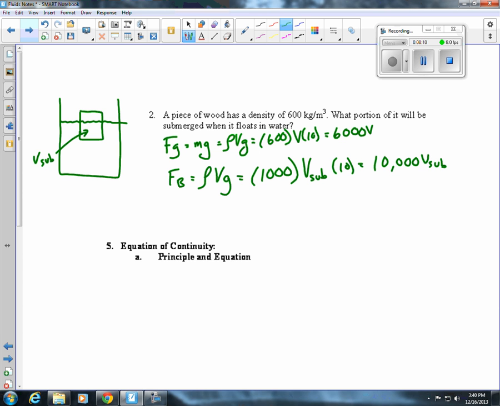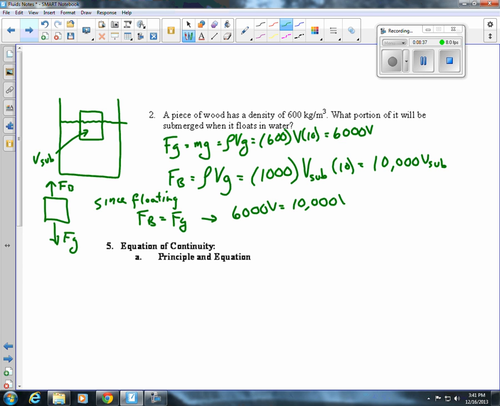Now, since it's floating, it's not moving up or down. I know that FB has to equal FG, because if I was to draw the free body diagram of this, I have FG down, I have FB up, and they're going to cancel each other and it's going to float. So I can rewrite this as 6,000 V is 10,000 V submerged. Now, I'm trying to find the fraction, so I want to know V sub divided by V.